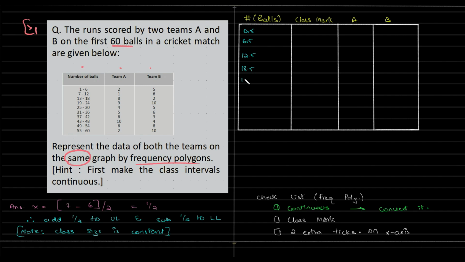This will be 24.5. This is 30.5. This is 36.5, 42.5, 48.5. Then we have 54.5. That's the last value. Then put a hyphen.